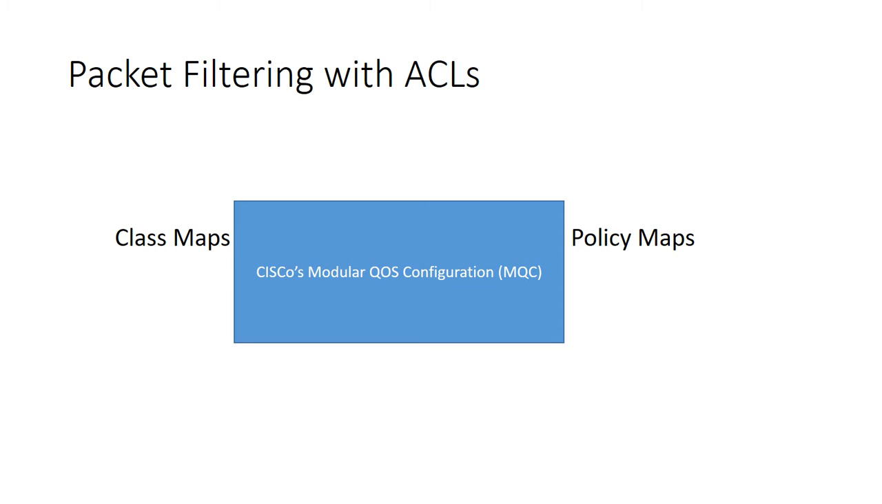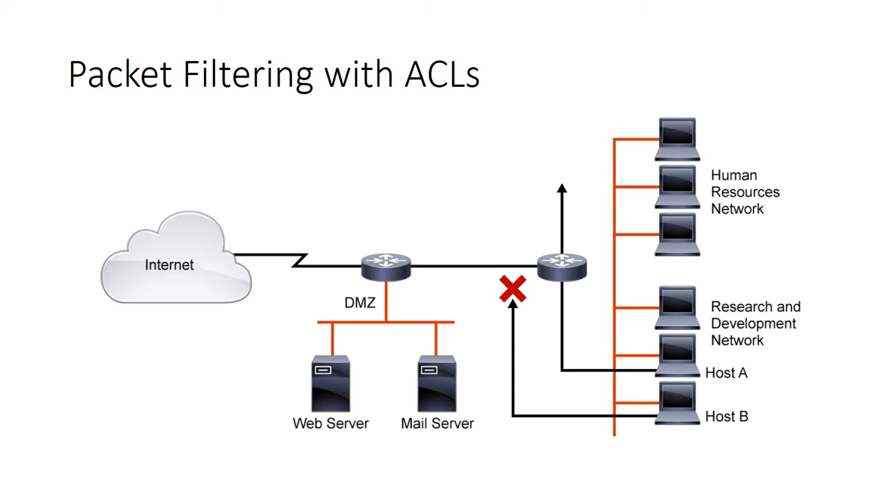ACLs serve as packet filters and can be implemented at various points in the network. On perimeter routers, it is common to implement an ACL that filters out known problem traffic, such as traffic sourced from a private address space that doesn't belong on the internet. On the interior routers or layer 3 switches, ACLs can be implemented for security and QoS purposes. They can permit or deny traffic going through the device to and from certain destinations and applications.